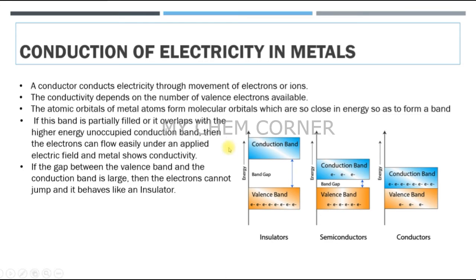But if the gap is too large, just like you see for insulators, where the gap between the conduction band and the valence band is more, there is no way the electrons can jump. So here you will see the behavior of an insulator, which means it will not conduct electricity.